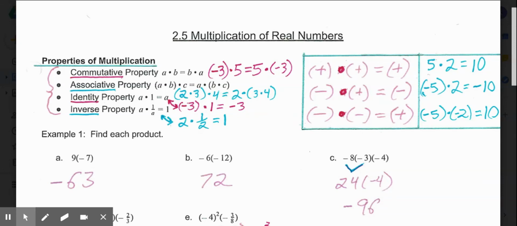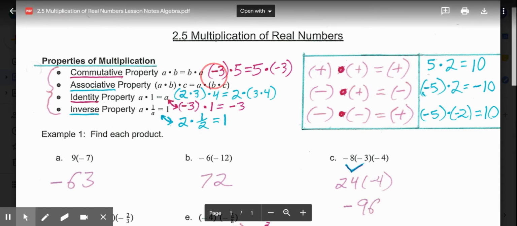Welcome to lesson 2.5, multiplication of real numbers. So we've already looked at real numbers in general, where their positioning is on number lines, and then adding and subtracting real numbers. Now we are transitioning into the rules of multiplication of real numbers. So before we worry about the properties over here, I'm going to have you create this simple little two-part table with kind of a little simple cheat sheet about the rules of multiplying real numbers.